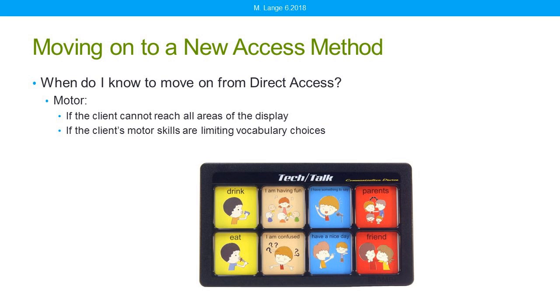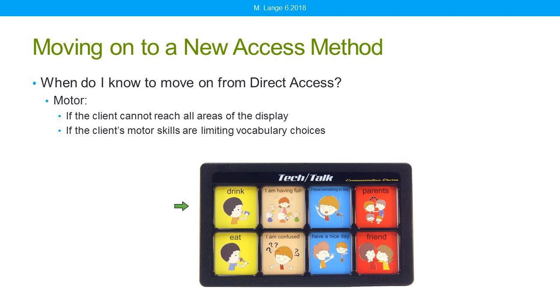So how do we know whether to move on to a new access method? Well, if the client from a motor standpoint simply can't reach all the areas of the display, or if the client's motor skills are limiting their vocabulary choices. So let's say this client using this Tech Talk, which has 8 selections on it, has dozens of things to say. Well, they're kind of out of luck. They have 8 locations. We don't want to limit someone's vocabulary either because they can't see something smaller or because they can't access something smaller.